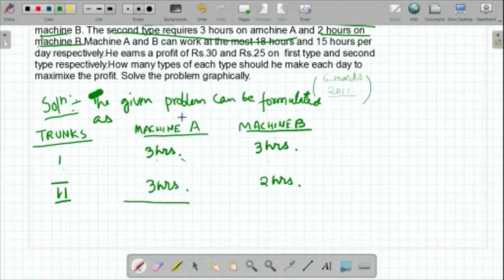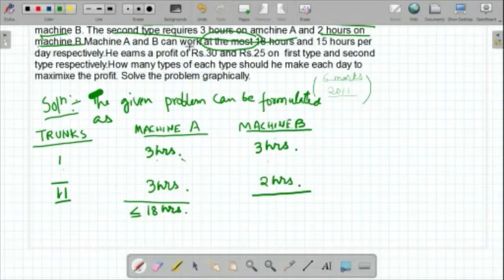So what are the keywords here? At the most means at the maximum. Machine A can work at maximum 18 hours. So since it is maximum, it should be less than or equal to 18 hours.